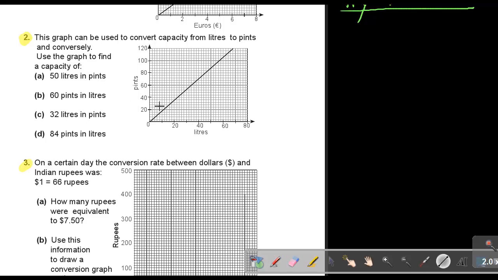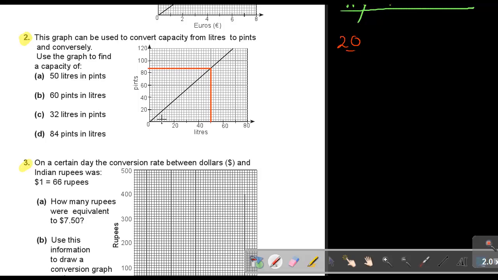So 50 liters. Okay, where is 50 liters? Can you see? Straight up, where it touches, straight to this side. Now let's just get our scale. Can you still remember? It's going to be 20. Let's just get our pen. So it's going to be 20.